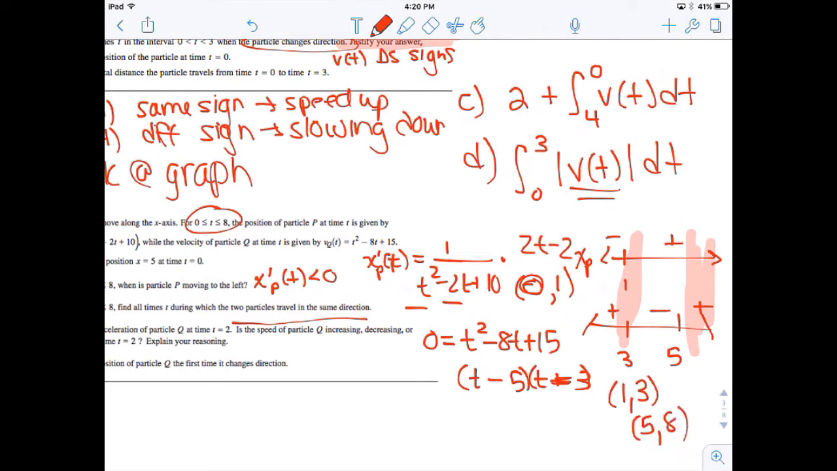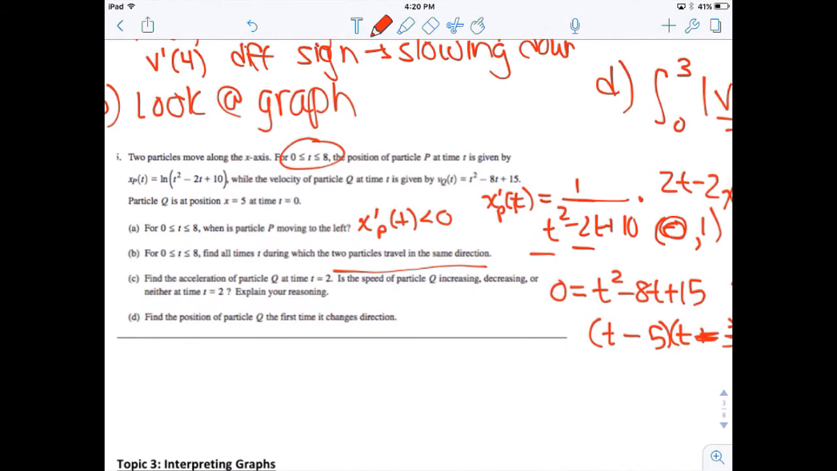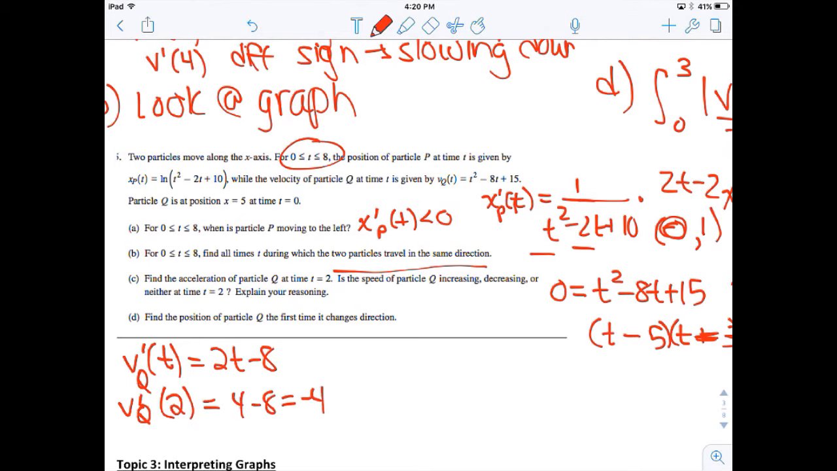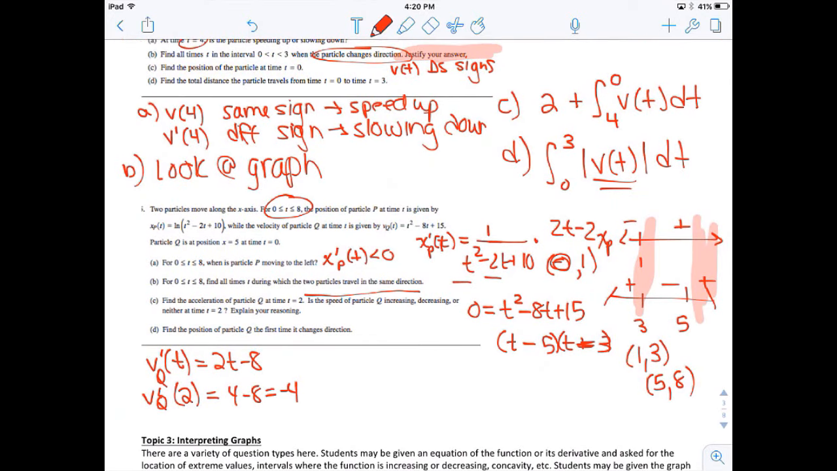Okay, part C, find the acceleration of Q at t equals 2. So you take the derivative of v of Q, which would be 2t minus 8, and v prime Q of 2 is 4 minus 8, which is negative 4. And so notice that my velocity here is positive, my acceleration is negative, so this is slowing down. And you would explain again, because velocity is positive at 2 and the derivative of velocity, or acceleration, is negative, then this would be slowing down because they have opposite signs.